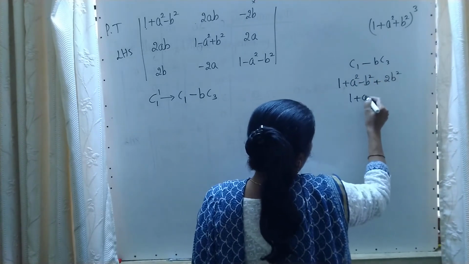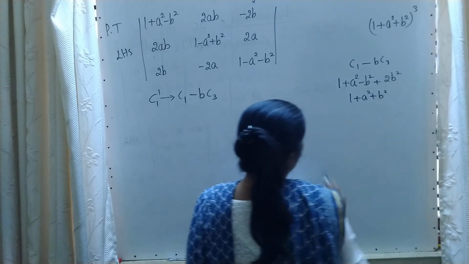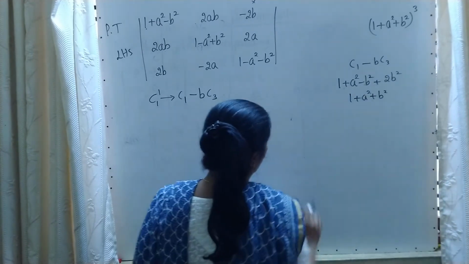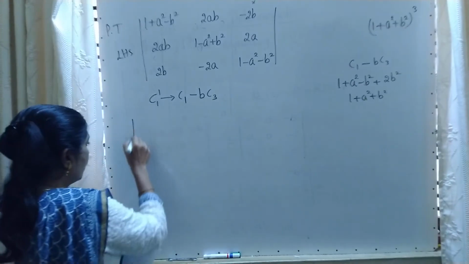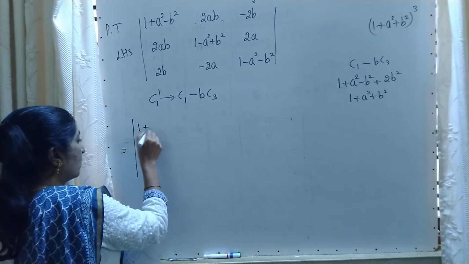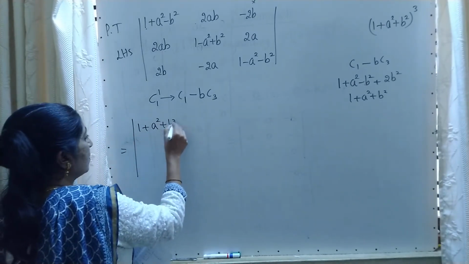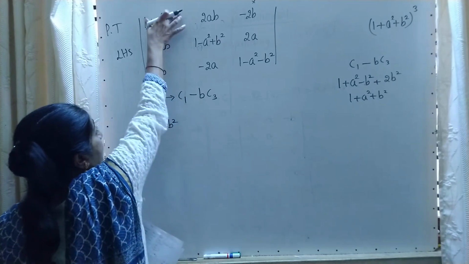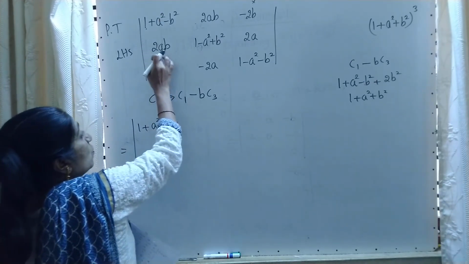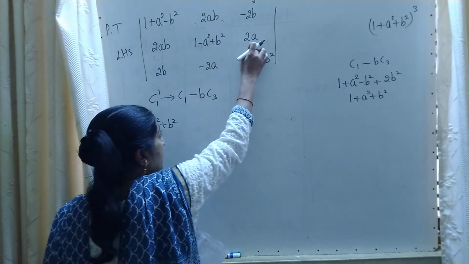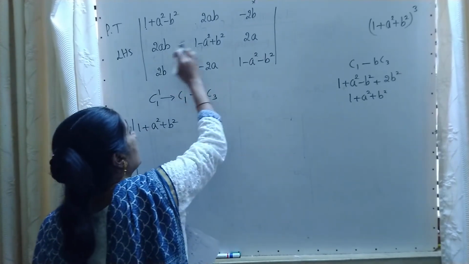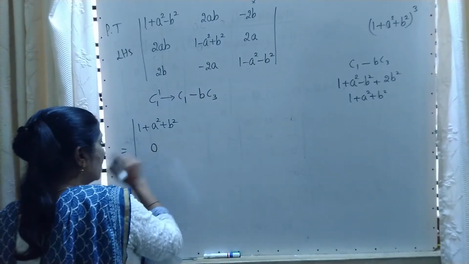So what is remaining? 1 plus A square plus B square. Minus B square plus 2B square is plus B square. So the first element is 1 plus A square plus B square. Moving to the second, because we are taking a column, 2AB is multiplied with B and we are taking a minus. 2AB minus 2AB is 0.